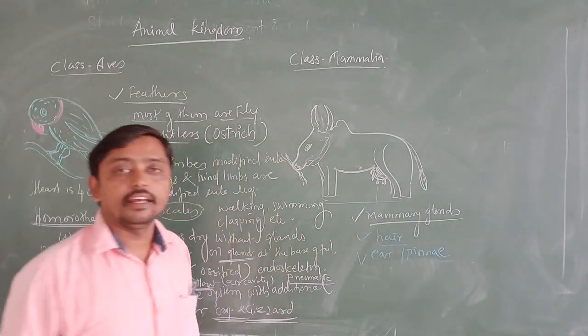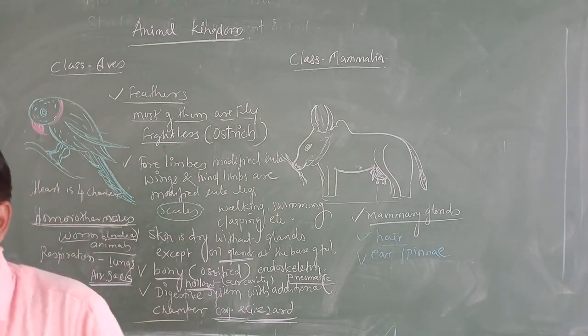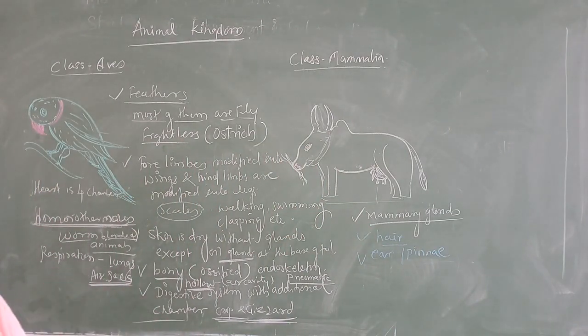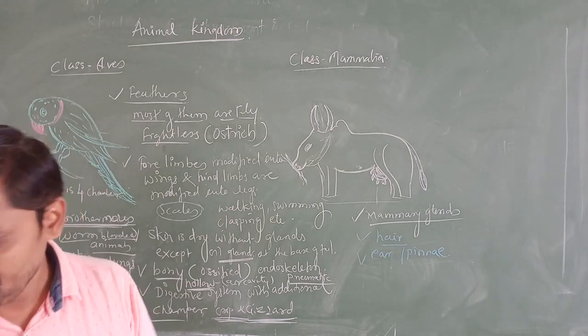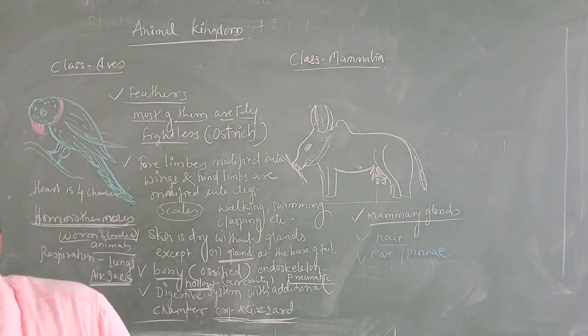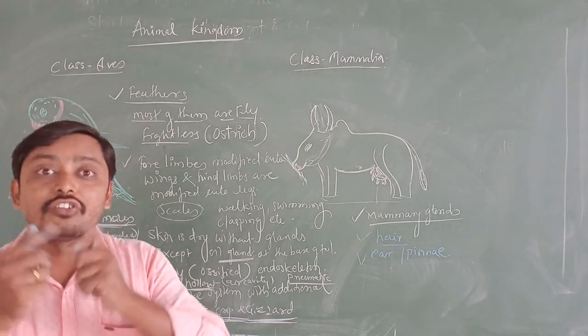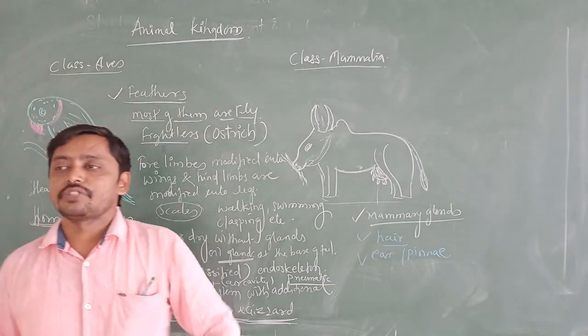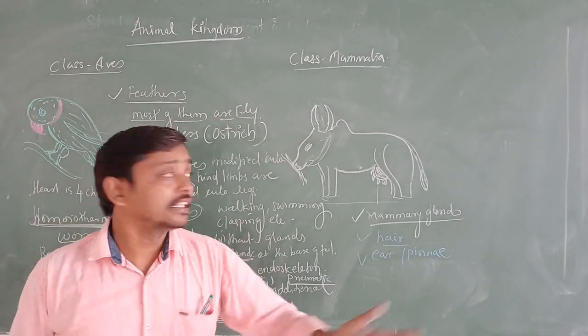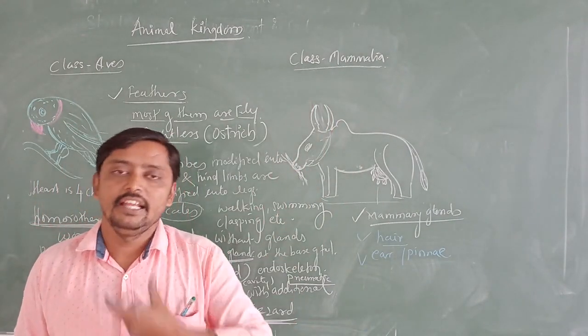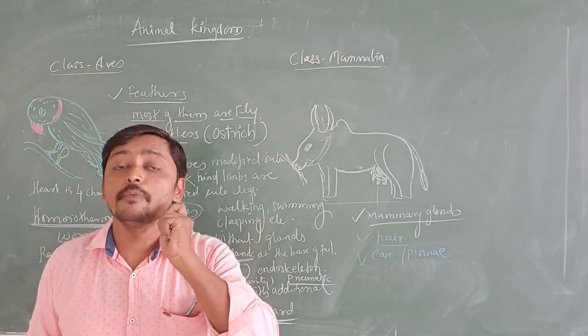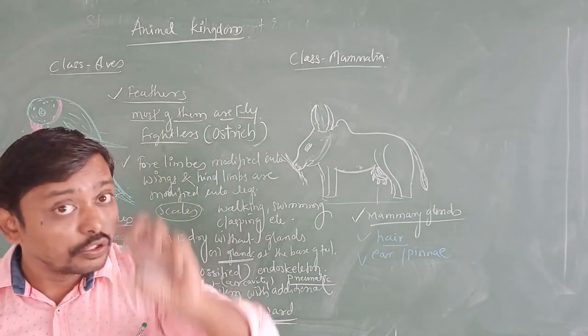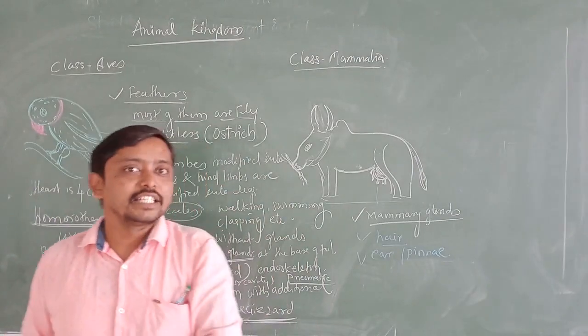External ear or external pinna, that is also one important character of mammalia. And different types of teeth are present in the jaws. In the sense you are going to study next, we also come under the class mammalia only. We are having different types of teeth. So I told you, tooth is singular, teeth is plural.